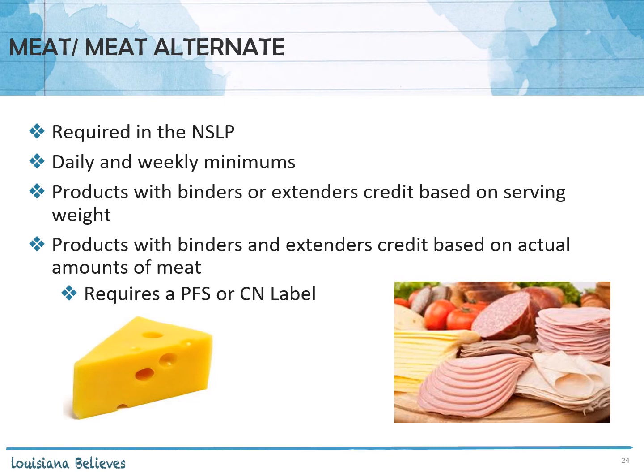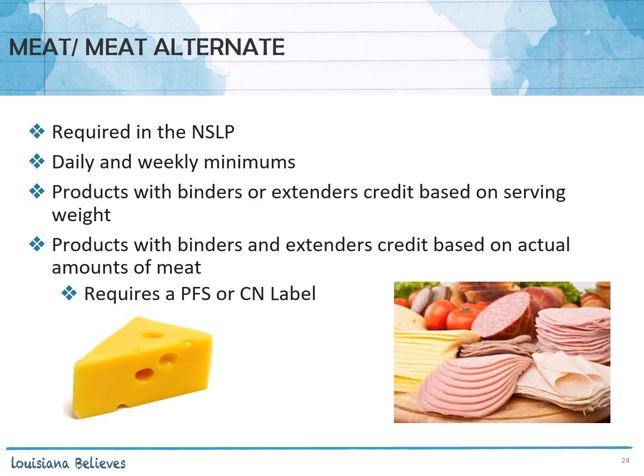Meat products without binders and extenders credit on an ounce per ounce basis. This means that 1 ounce of the meat product provides 1 ounce equivalent of meat alternate. Meat products with binders and extenders credit based on the actual amount of meat without the weight of binders and extenders. For example, if a turkey sausage weighs 1 ounce and contains modified food starch as an ingredient, it cannot credit as a 1 ounce equivalent of meat alternate.